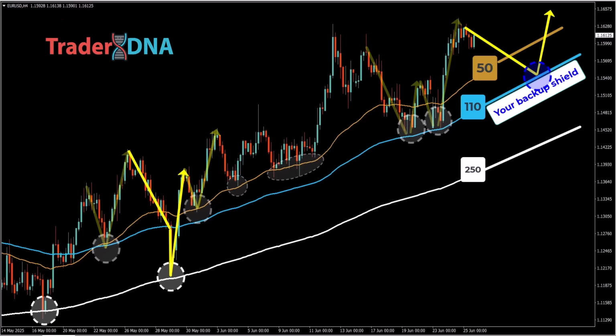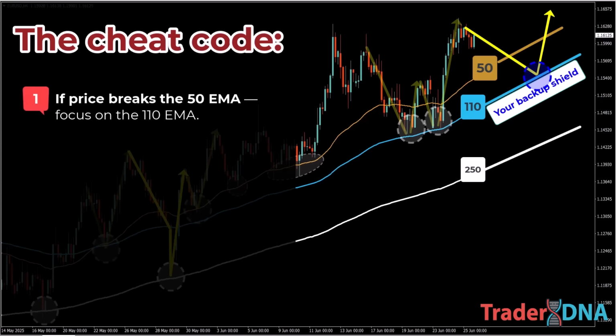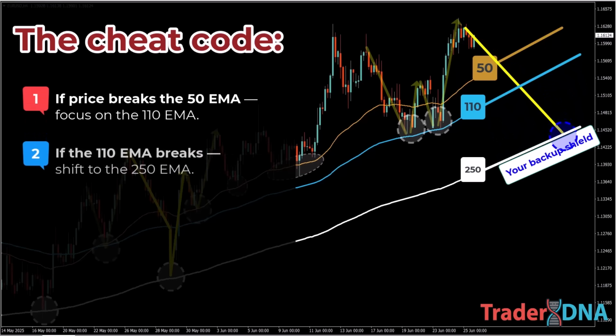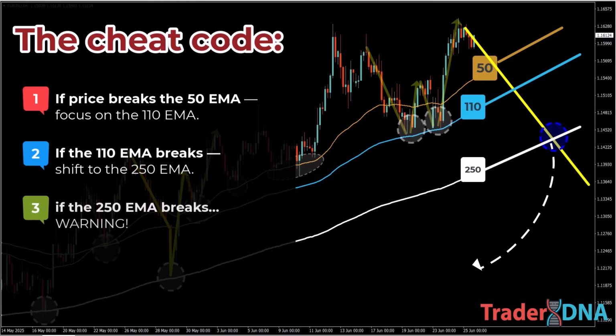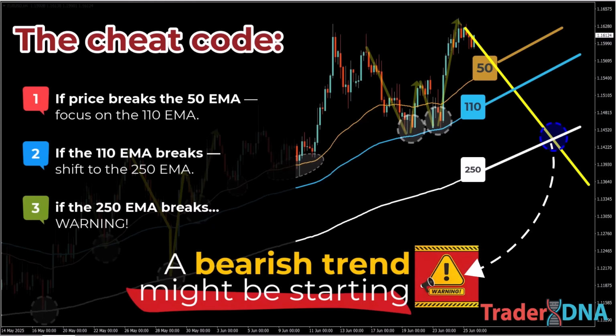So if you're writing this down, here's the cheat code. If price breaks the 50 EMA, focus on the 110 EMA. If the 110 EMA breaks, shift to the 250 EMA. And if the 250 EMA breaks, warning, that could mean the entire uptrend is done and a bearish trend might be starting. See how clean that is?